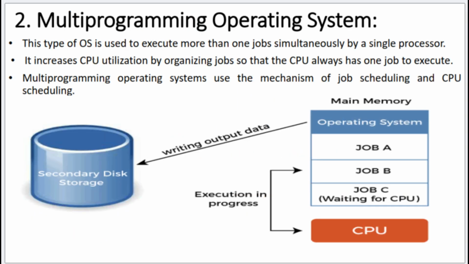2. Multi-programming operating system. This type of OS is used to execute more than one job simultaneously via a single processor. It increases CPU utilization by organizing jobs such that the CPU always has one to execute. The mechanism involves job scheduling and CPU scheduling.